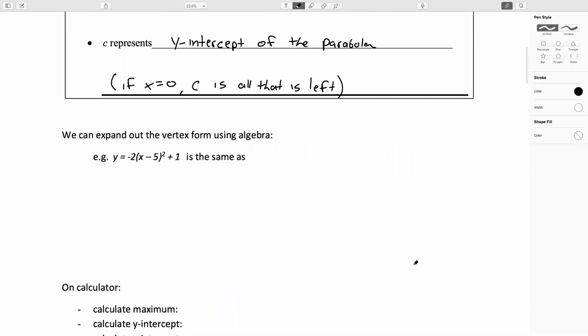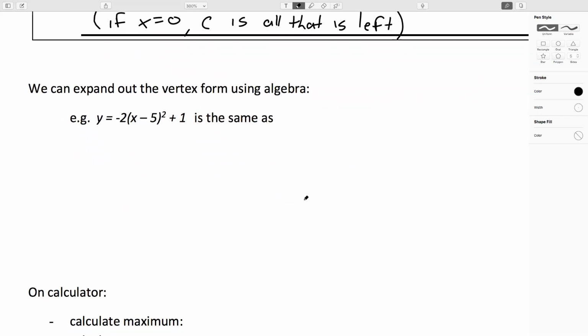So we're going to take an equation. It's in vertex form. We're going to convert it to standard form, and then we're going to look and find some information about it. So y equals minus 2 times x minus 5 all squared plus 1. We can go and expand out these brackets. So we can call this minus 2 times x squared minus 5x minus 5x plus 25, plus 1. We can simplify the brackets. So minus 2 times x squared minus 10x plus 25, plus 1.